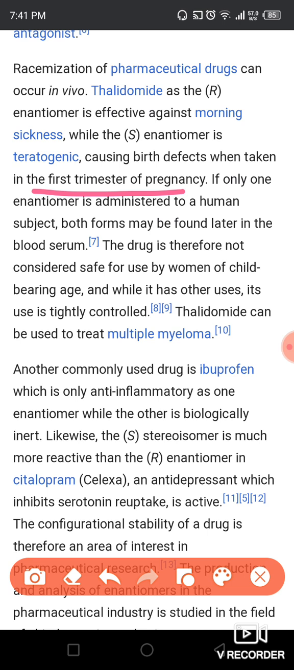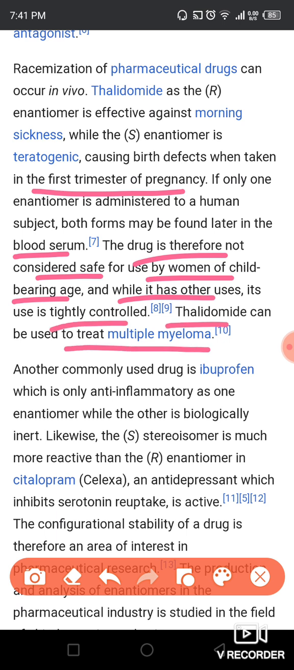ओके, so now one of the enantiomers is immune, both forms can later be found in the blood serum. The drug is therefore not considered safe for use by women of childbearing age, while it has other uses. So it is tightly controlled. It is used to treat multiple myeloma. So they are saying that this drug is not safe. It has some defects in it. So therefore this drug is not so common. But they have given such an example for you.